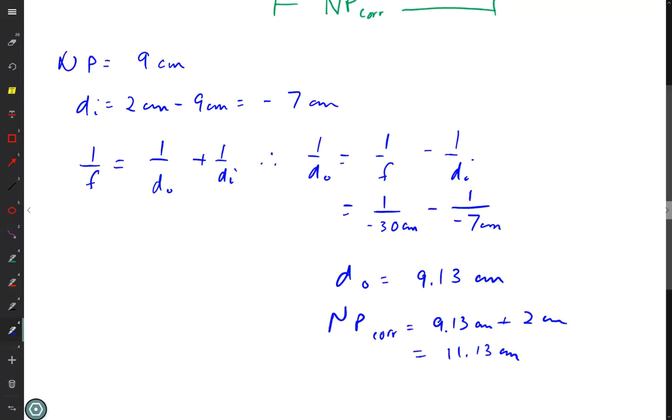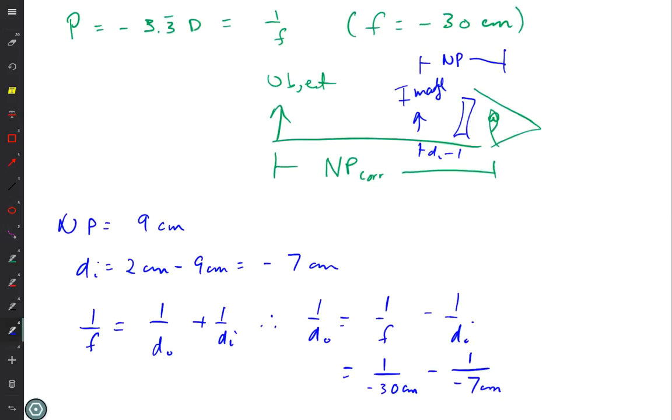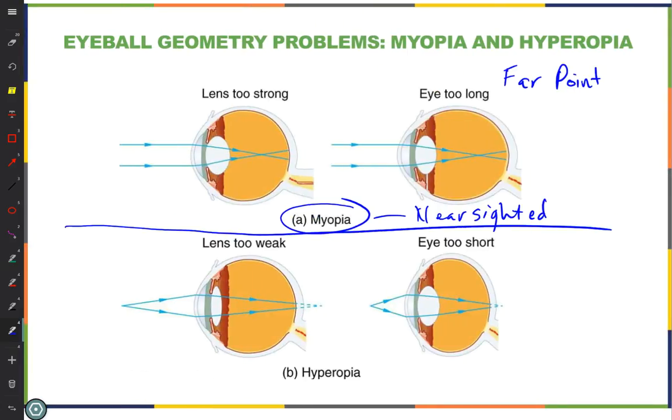Now, I relied on him to do the work, but I assume that he made no mistakes. So it moved her near point out a little, so she can't see quite as close with the corrected lenses. So she gave up a little. That's still well within the 25. I'm a little surprised, but hey, I can go back and work the numbers after class if I worry about it. So that's correction for myopia, for nearsightedness.